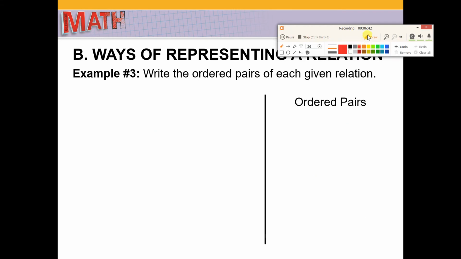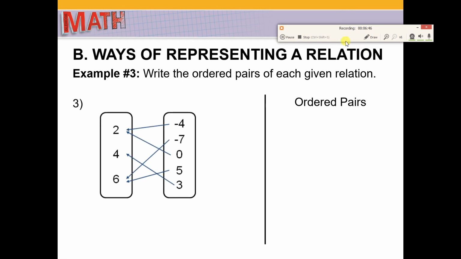Let's move on to the third example. So we have here another mapping diagram. But if you can see, now the right side is first going to the left side. Again, the key is to follow the lines.